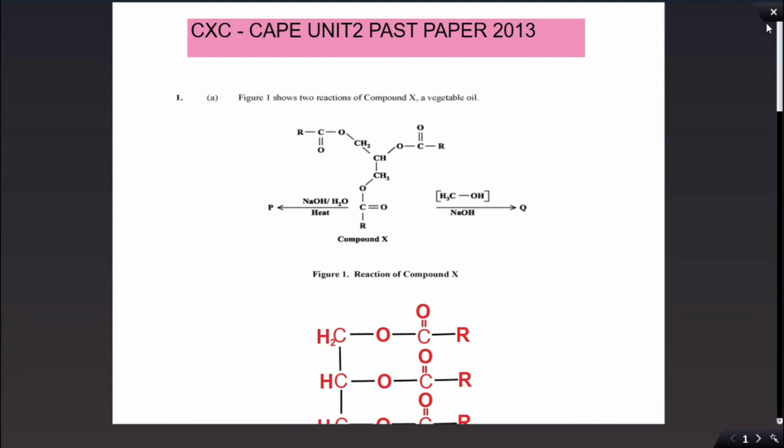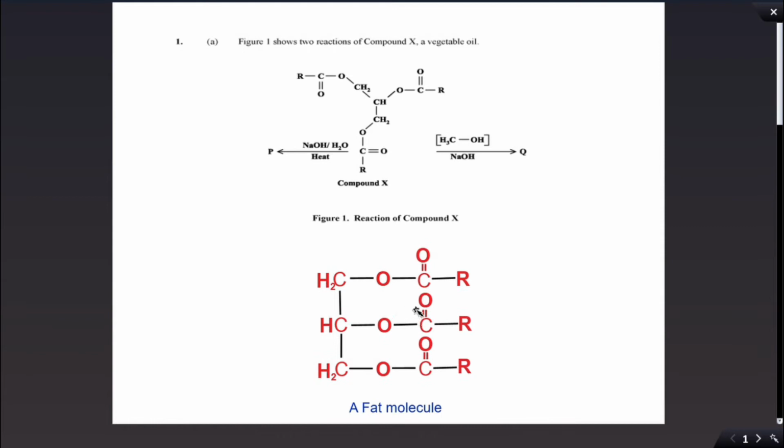Today we are going to look at a CXC CAPE Unit 2 past paper question taken from the year 2013. Let us begin. Figure 1 shows two reactions of compound X, which is a vegetable oil. This is compound X and the condition required to produce P, and again compound X and the condition required to produce Q. I went ahead and rearranged compound X for a simpler view.